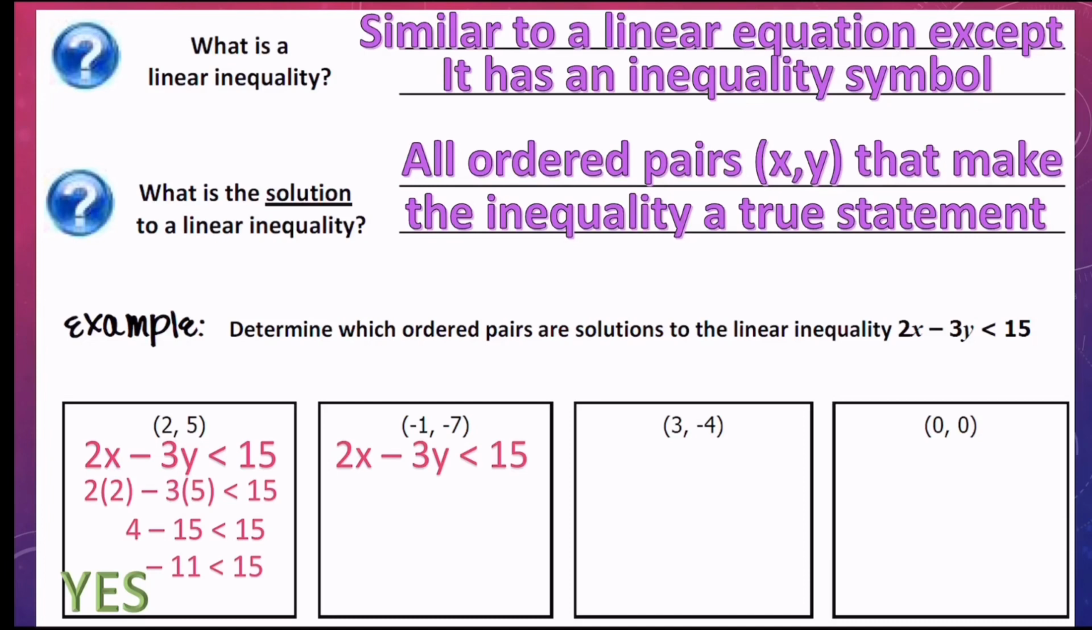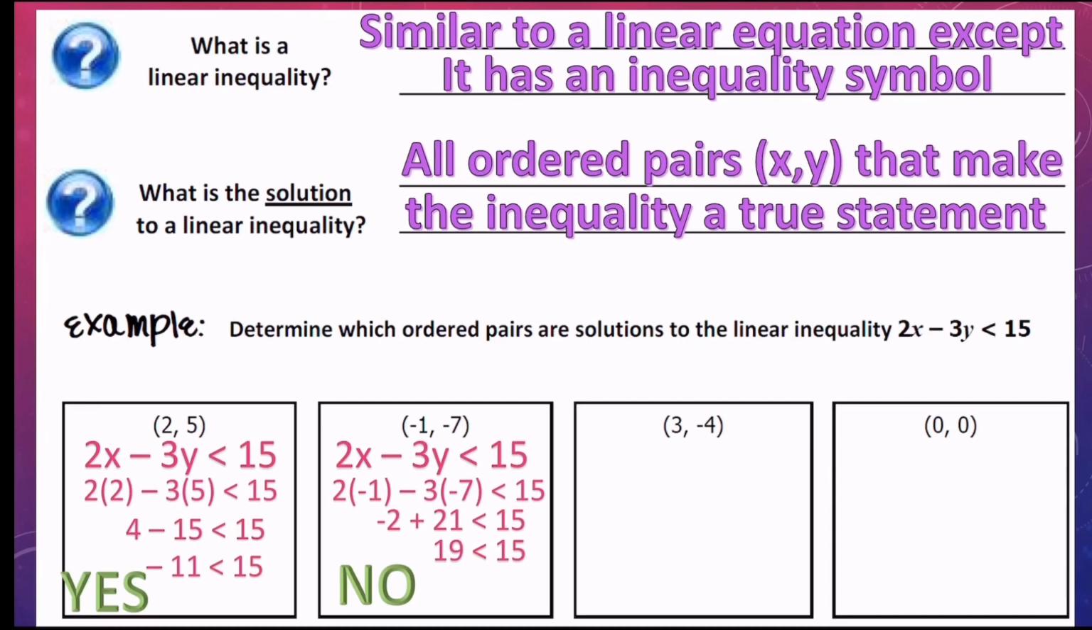That statement is true. Let's go to the next one. I'm still taking the same inequality. I'm replacing x with negative 1 and y with negative 7. 2 times negative 1 is negative 2, and negative 3 times negative 7 is a positive 21. When I do negative 2 plus 21, I get 19. Is 19 less than 15? No. So that is not a solution. It is false.